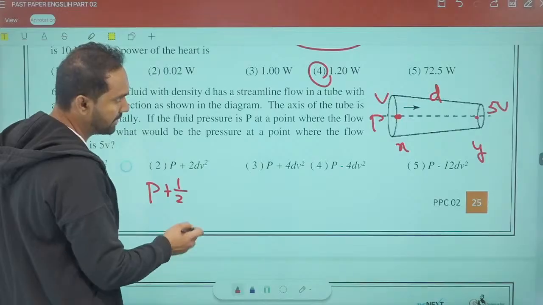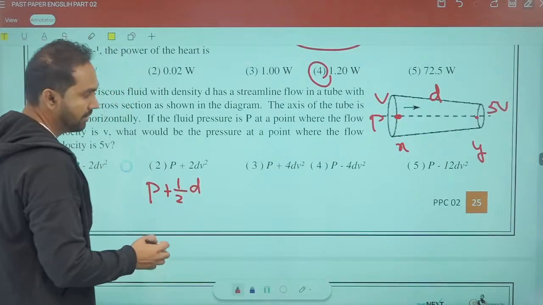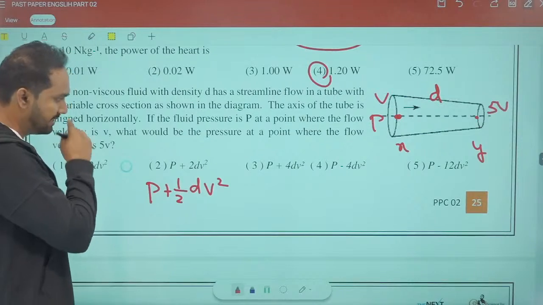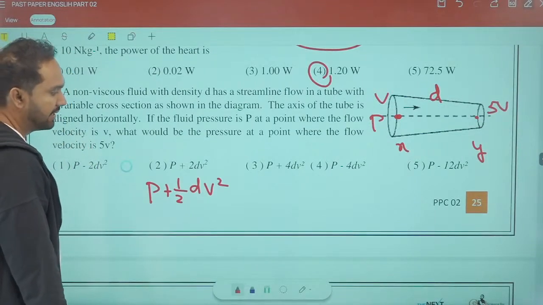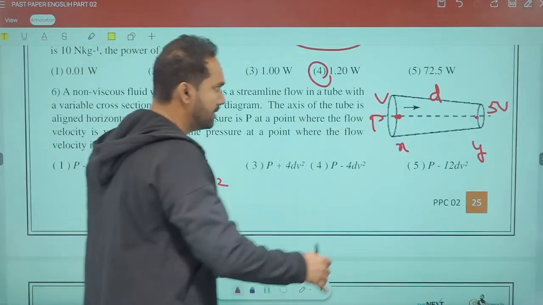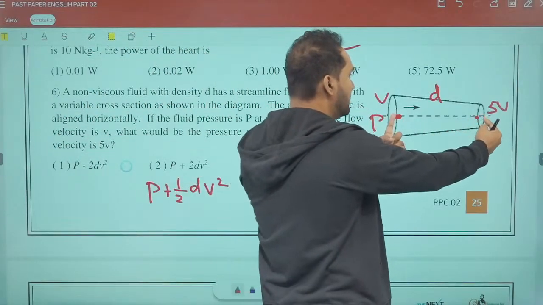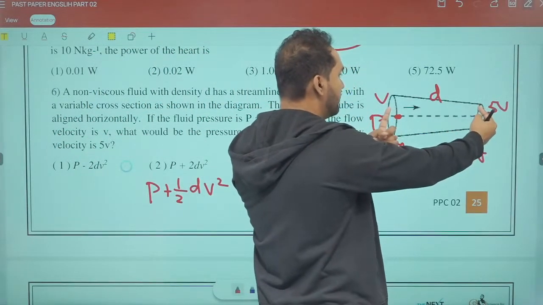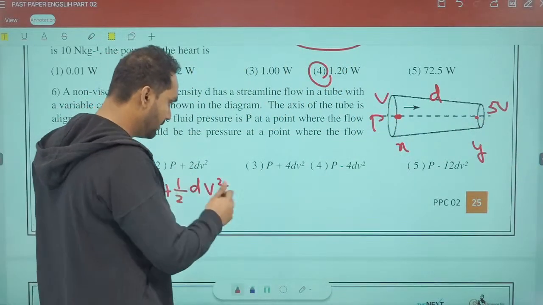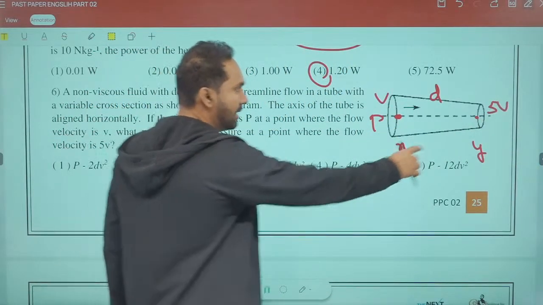So rho is actually d, the density, and v is v, so half d v square is the kinetic energy in a unit volume. We don't have to take the h rho g because if we compare two of the points, there's no height difference. So if you put h rho g on both sides, they will cancel out. So you don't have to put it.